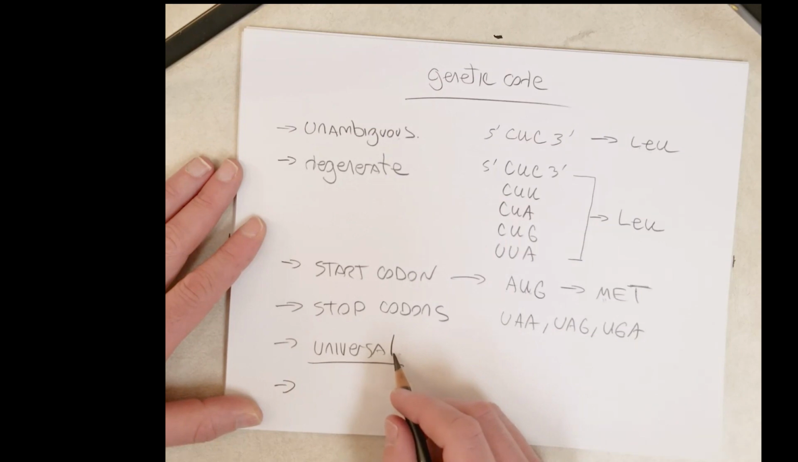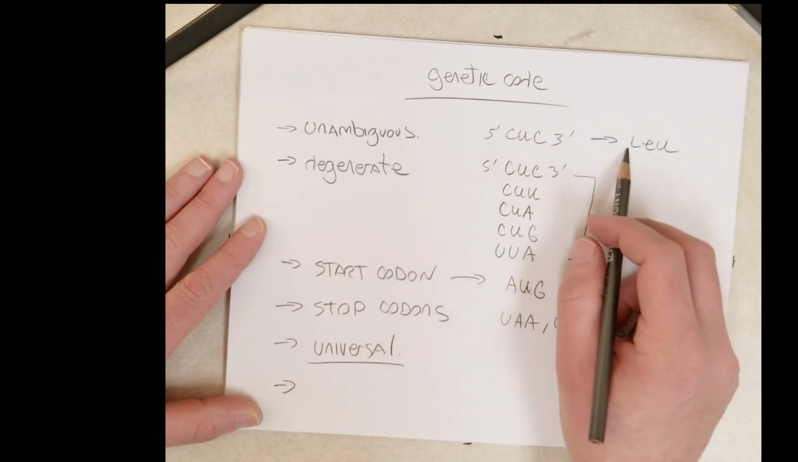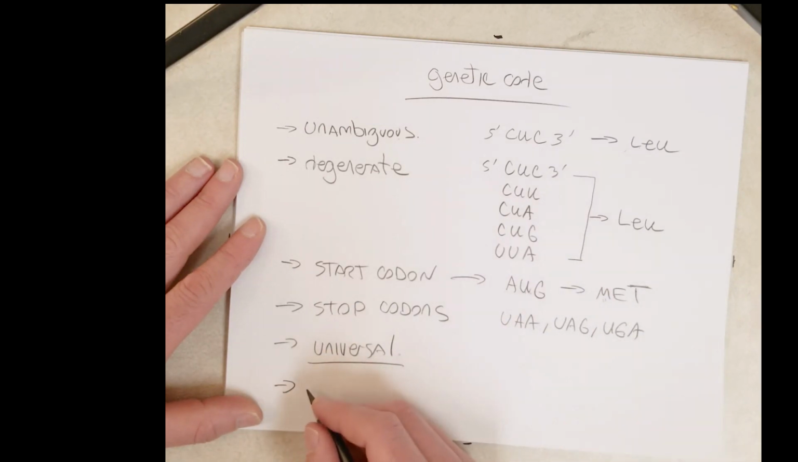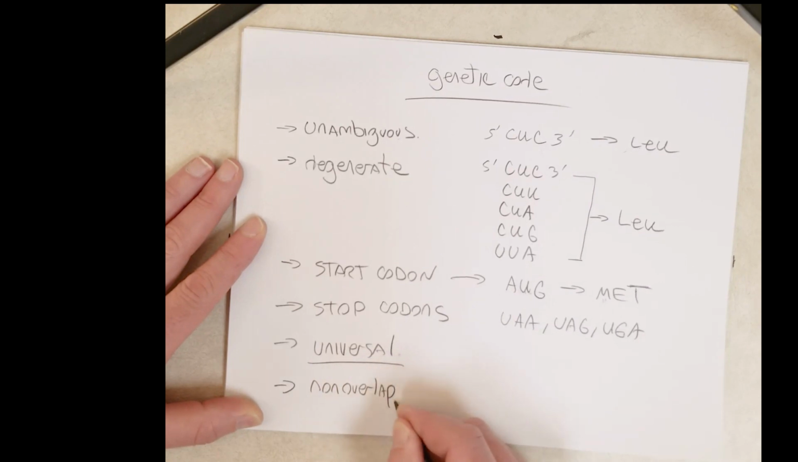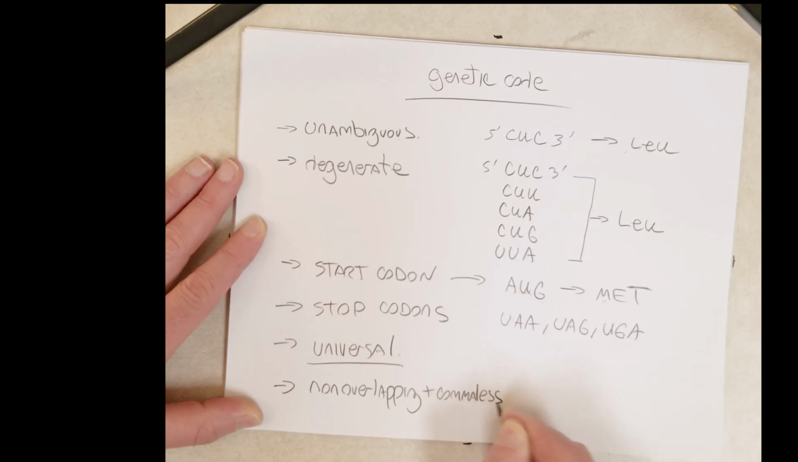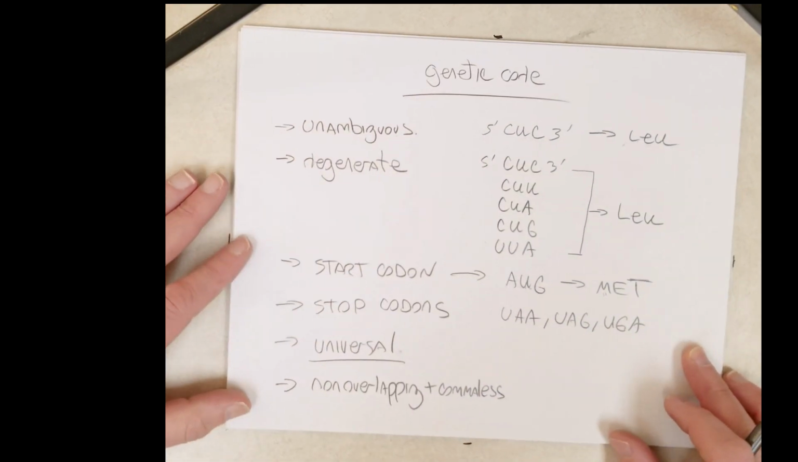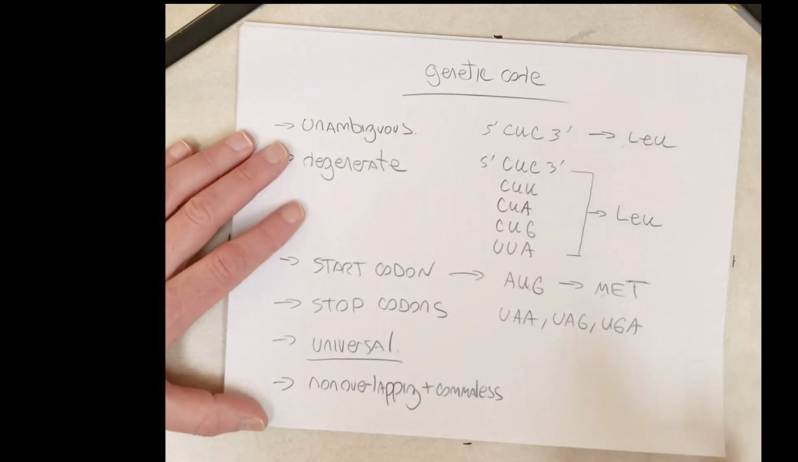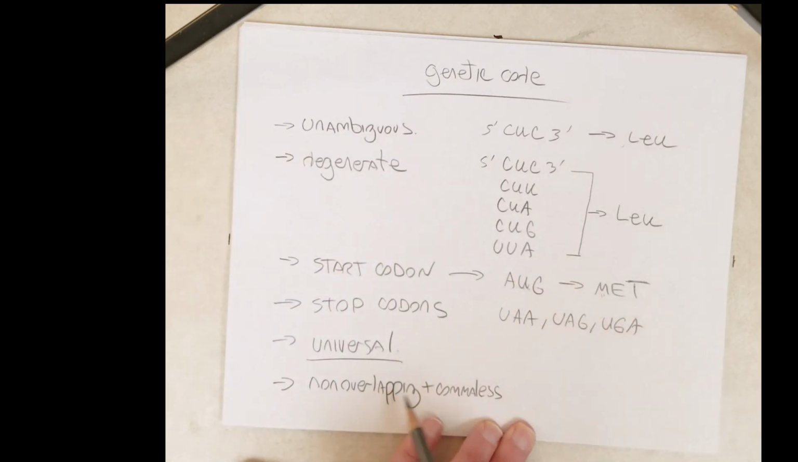So what does that mean, the same genetic code? That means CUC, if that codes for leucine in humans, also codes for leucine in fungi and bacteria and viruses. Okay, and 2 last things, we'll combine these: non-overlapping and comma-less. These things seem obvious to us now, but when they were solving the genetic code and trying to figure out how messenger RNA was used to make proteins, these were things they considered.